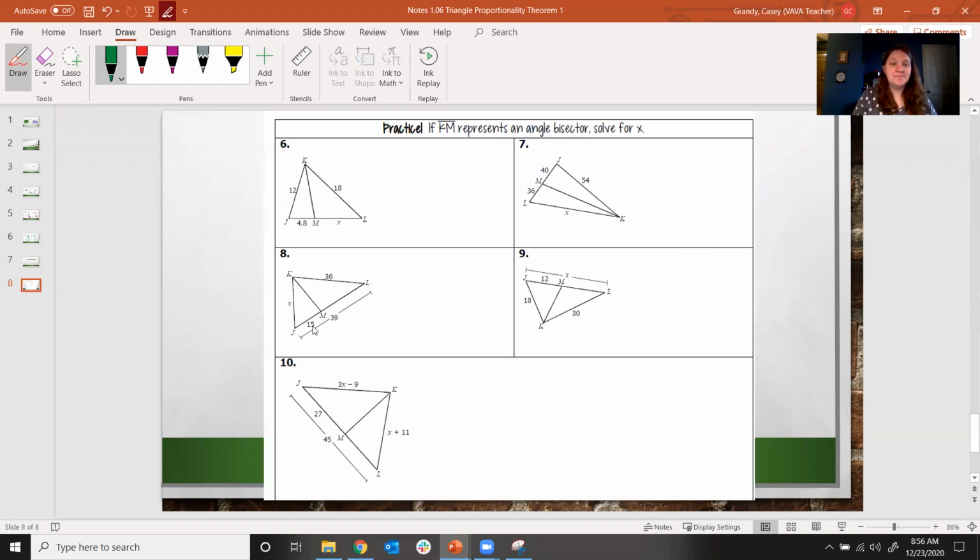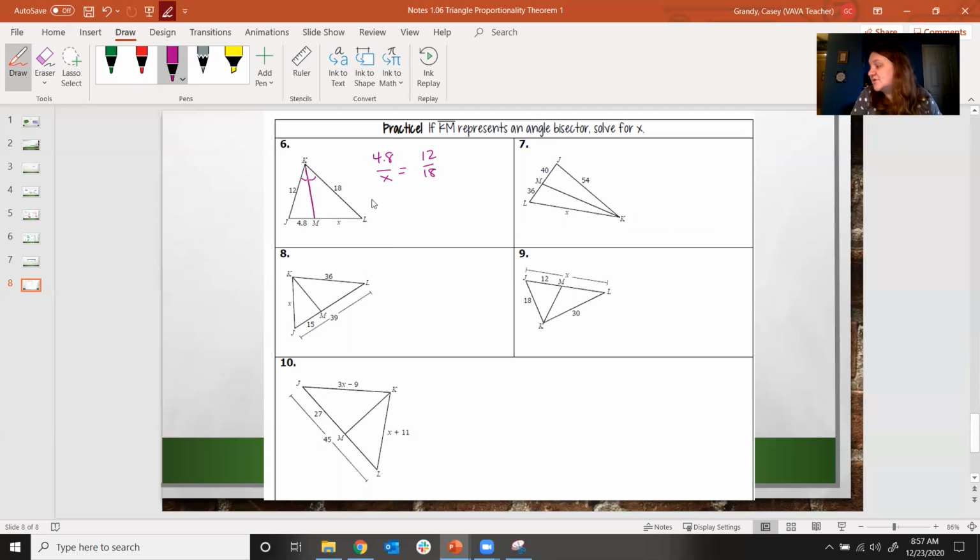So for example, it says if KM represents an angle bisector. It's actually very important for our problem because without knowing that this is an angle bisector, we wouldn't be able to set this up. But now I can say, okay, well, this angle bisector is cutting JL into proportional pieces. So I can say that 4.8 over x equals, and since it's cutting this side into proportional pieces, it's forcing these sides to also be proportional, 12 over 18.